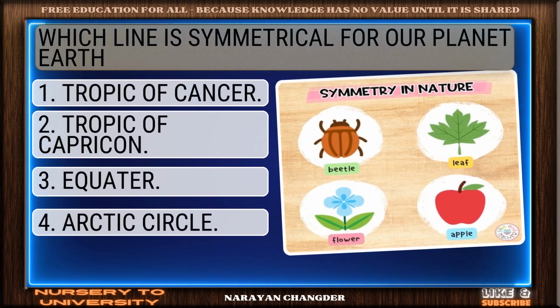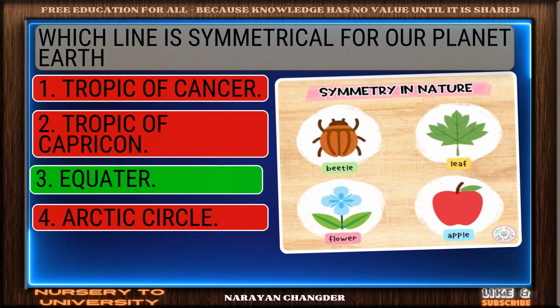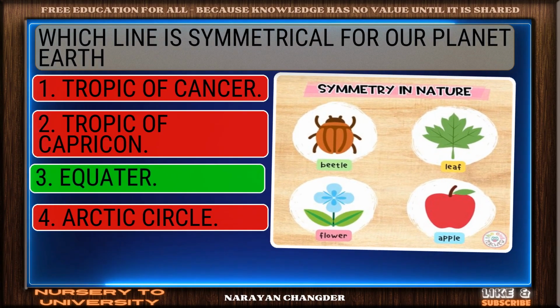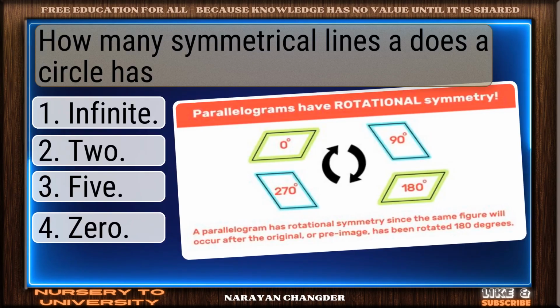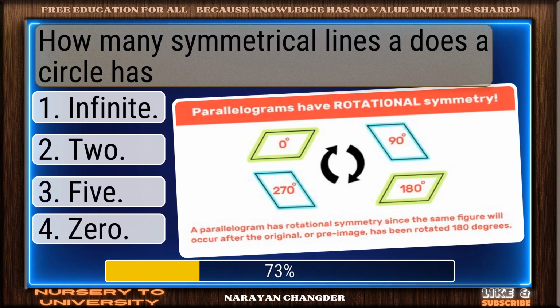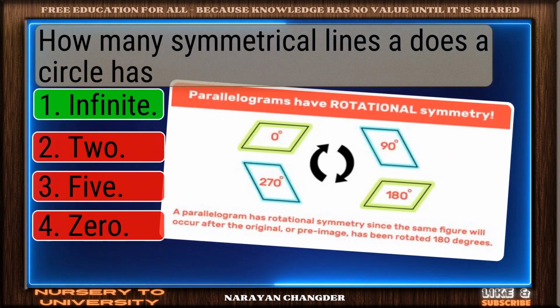Which line is symmetrical for our planet Earth? Correct response. Equator is the most accurate answer. How many symmetrical lines does a circle has? Well picked. Infinite is the correct answer.